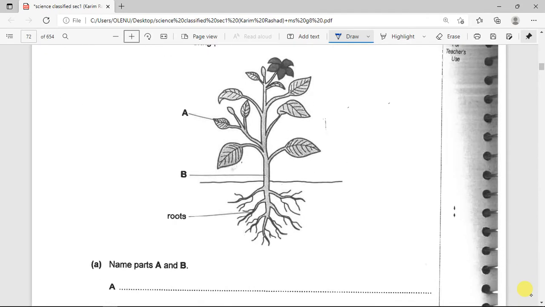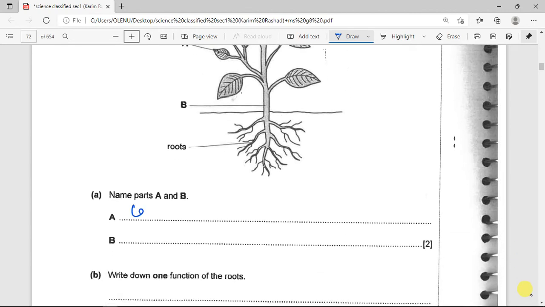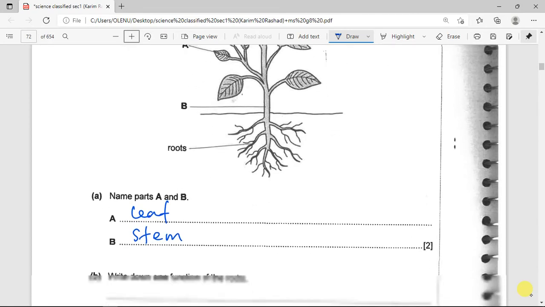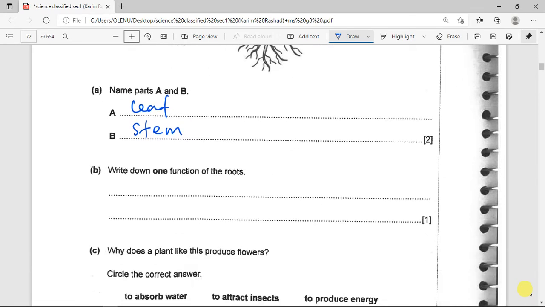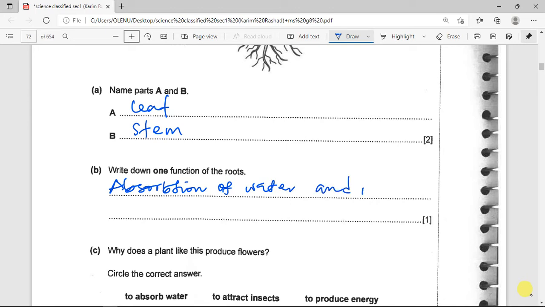The next question is, the diagram shows a flowering plant. Write the names of parts A and B. A is the leaf and B is the stem. Simple. Now write down one function of the root. The root helps in absorption of water and minerals. Another function of the root is that it helps to anchor the plant into the soil.